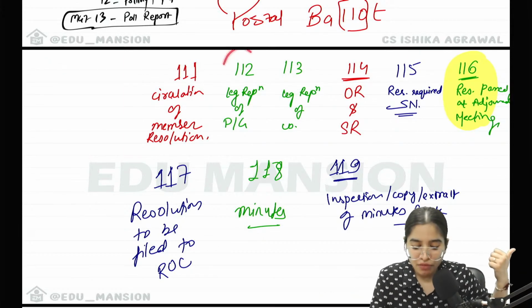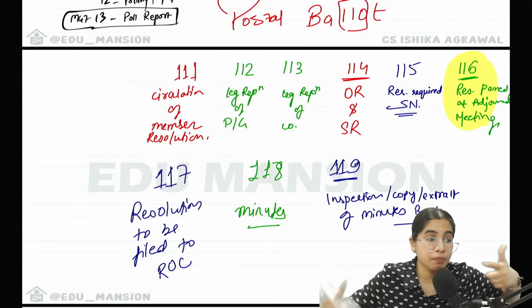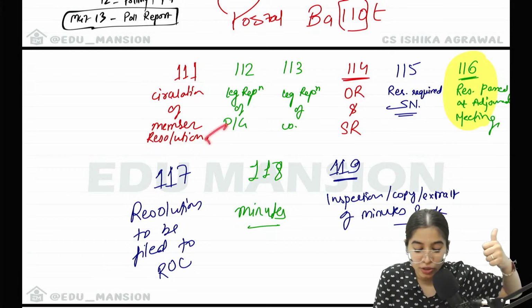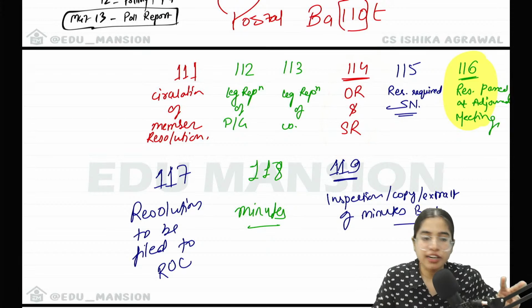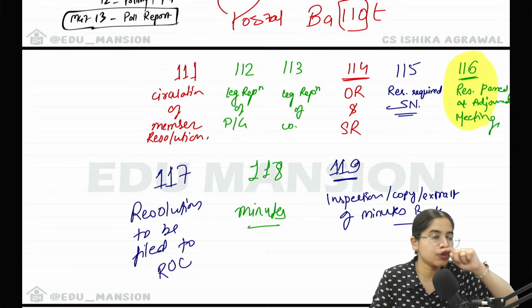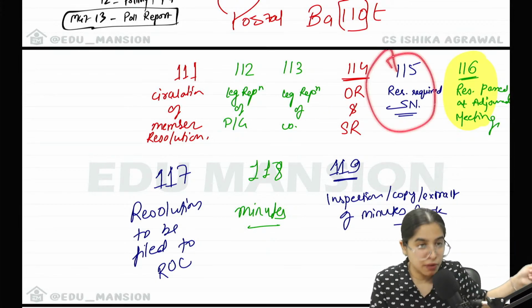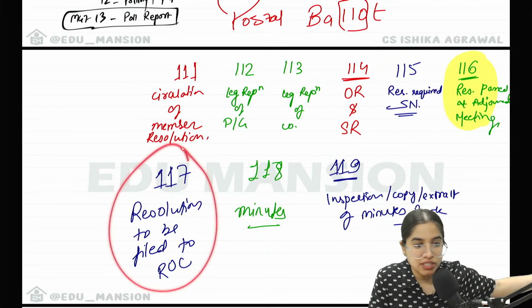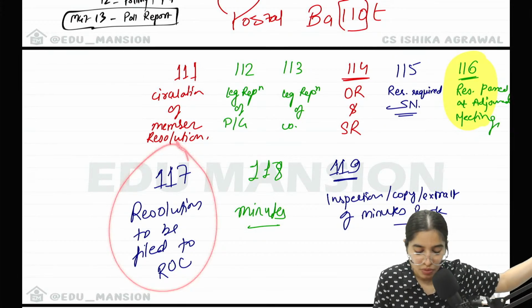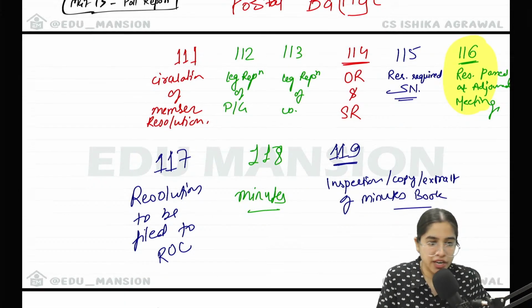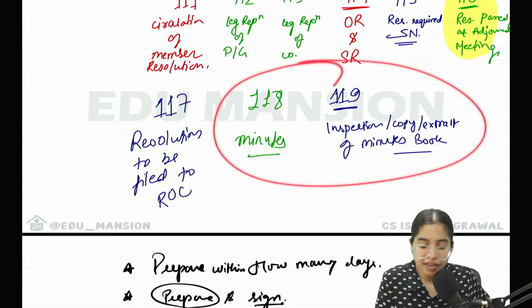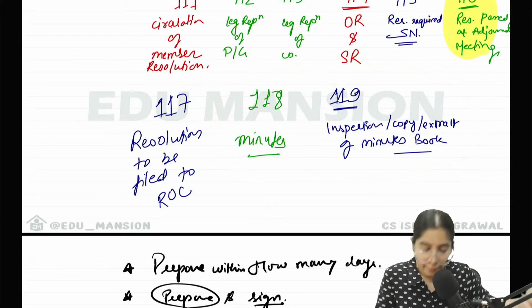We just studied 112 and 113, which was for appointment of representative in case of President or Governor or any body corporate. 114 is nothing, it only defines ordinary resolution and special resolution. 115 we studied special notice. 117 we studied the MGT 14 section. 116 was a small section on adjourned meeting. 118 and 119 are with respect to minutes.